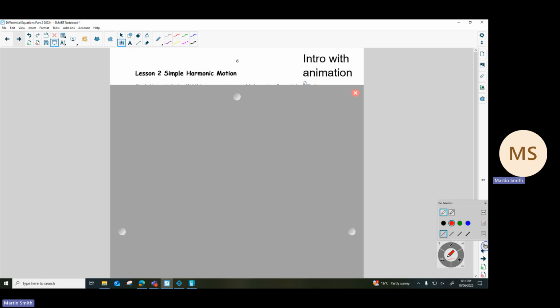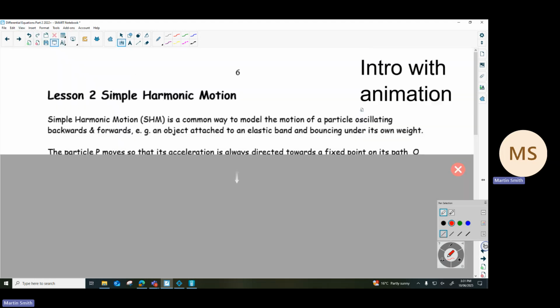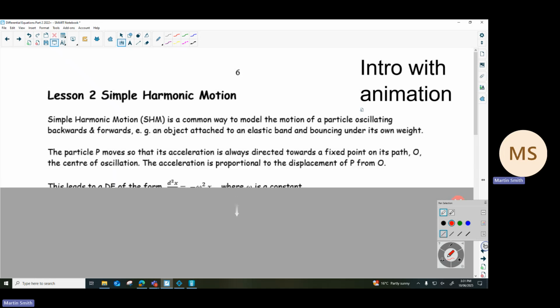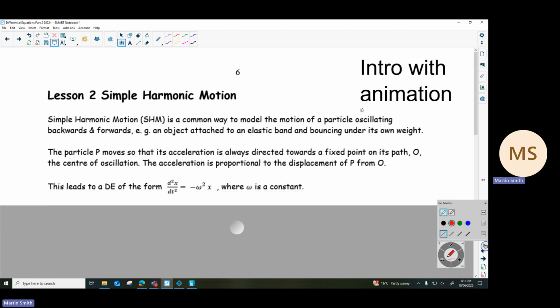Right, folks, let's see what it has to say on this matter in your packs. Let's get a bit bigger. So SHM is a common way to model the motion of a particle oscillating backwards and forwards, or up and down. The particle moves in such a way that its acceleration is always directly towards a fixed point on its path, its equilibrium position, its center of oscillation. The acceleration is proportional to the displacement of the particle from that point. You're always going to get a differential equation of that form.